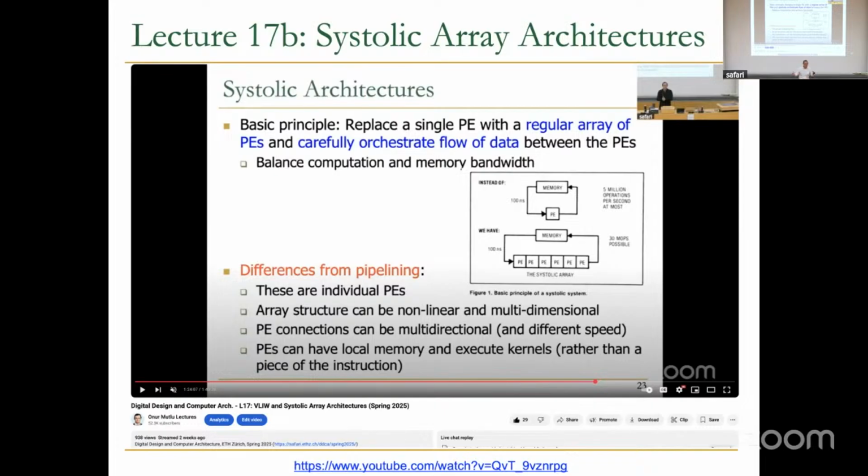Which one's better for machine learning? NVIDIA is clearly taking the approach of SIMD. They don't have a lot of systolic arrays, whereas Google is taking the approach of systolic arrays, and they don't have a whole lot of SIMD in their architectures. But there might be combinations that are better, actually, but we're not going to go into that.